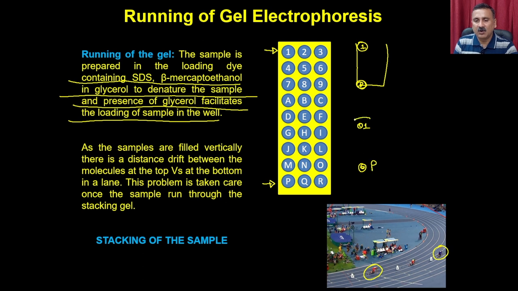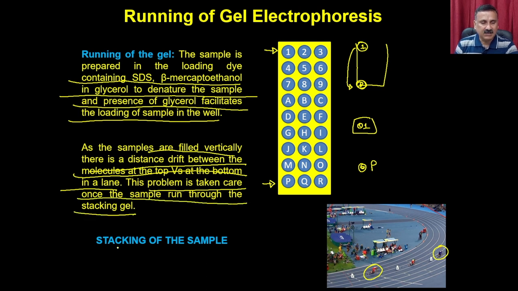Because even if they are of the same molecular weight, you are supposed to devise a mechanism so that 1 also comes here, and then 1 and P come together and run together, so that they show you the real separation, and real separation would depend on the molecular weight. As the samples are filled vertically, there is a distance drift between the molecule at the top versus the bottom lane, and the problem is taken care of once the sample runs into the stacking gel. That is why you have a specific composition of the stacking gel.